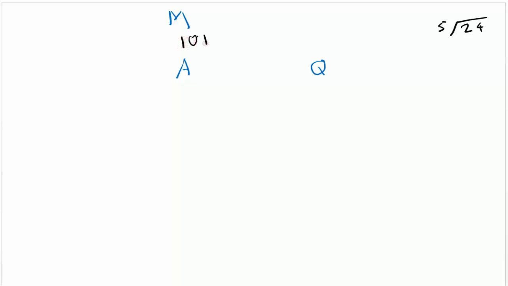1, 0, 1, and then 6 more 0. Register A is initialized to 0. Register Q will be given the value of dividend 24, which is 1, 1, 0, 0, 0. Let me remind again, we are doing a 5-bit division. So register Q will have 5-bit register, but register A and M both will have 1 extra bit for sign bit. So this is the initialization.